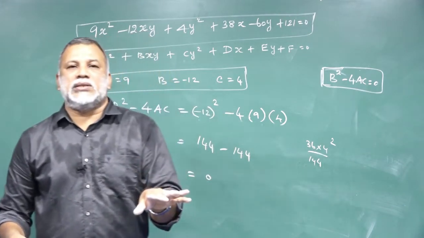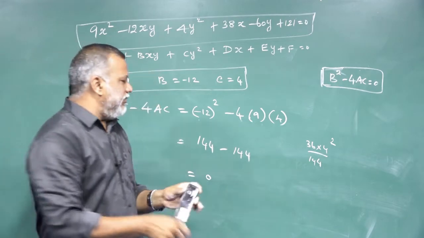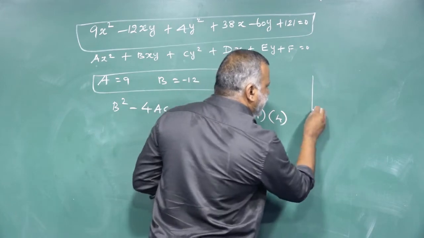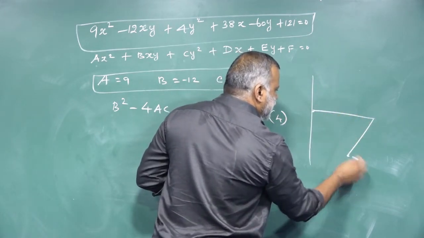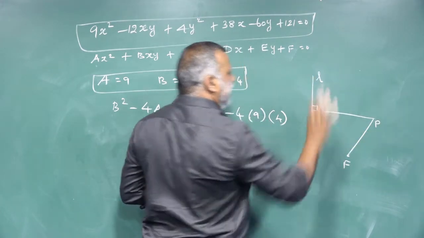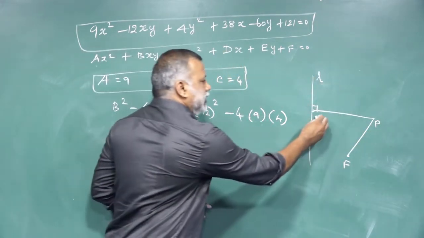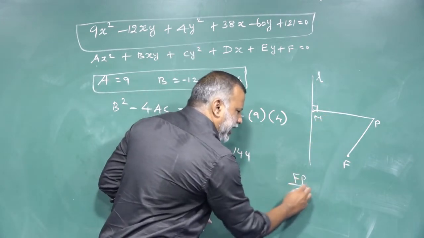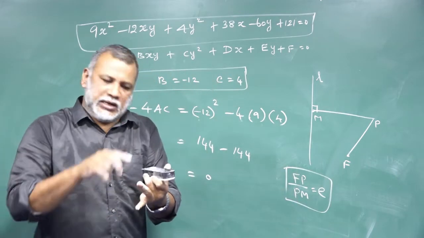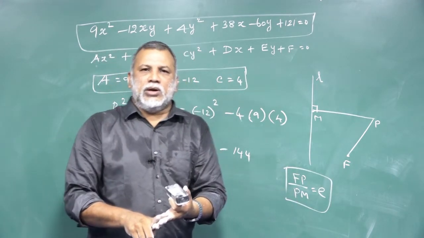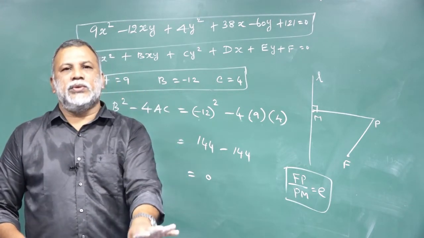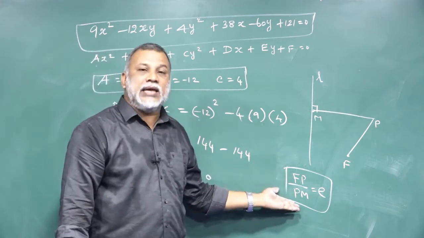Therefore, by the basic concept, very simple, draw a diagram. Always this is the same diagram. You are using the same diagram for all types of conic. Because it is F, this is P, this is the line L. You are using the same concept: FP by PM equal to e. For any type of conic, whether it may be a parabola, an ellipse, or a hyperbola. For the theoretical concept, we are going to derive the equation of the parabola just now. So in that also we are going to use the same logic only.